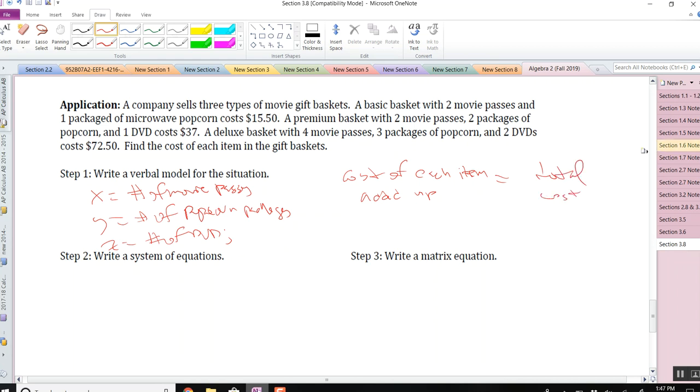So for example, for the basic basket, darn it, I made a mistake here. It should be the cost of 1 movie pass, the cost of 1 popcorn package, the cost of 1 DVD. My bad. So those are the unknowns, not the number.